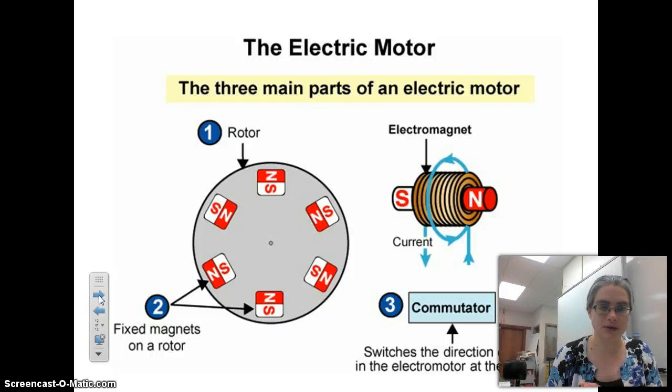Electric current flows through brushes into coils. So the 3 main parts of an electric motor are the rotor, the fixed magnets, and the electromagnet, either with alternating current or direct current. If you have alternating current, you don't need a commutator. If you have direct current, you need a commutator. Okay? And the commutator switches the direction of the current in the electric motor at the right time.